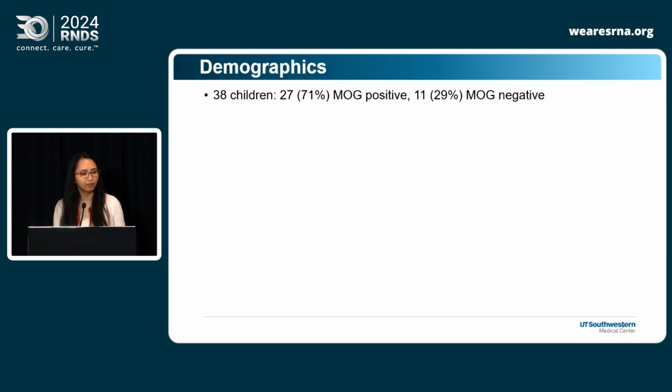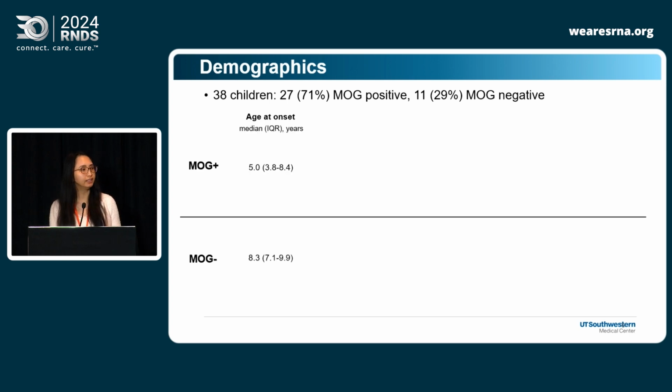I was able to identify 38 children that met these criteria, and the majority of them, or 71%, had the MOG antibody, and 29% were MOG negative. Looking at these two groups, what I found is the MOG-positive group typically presented at an earlier age of onset, a median of 5 years compared to 8 years of age.